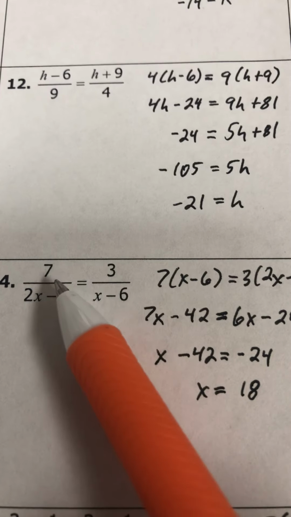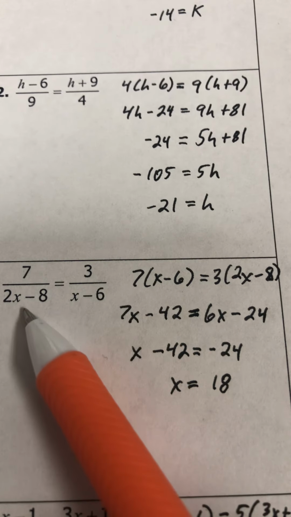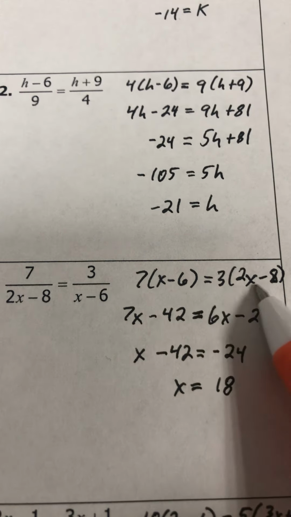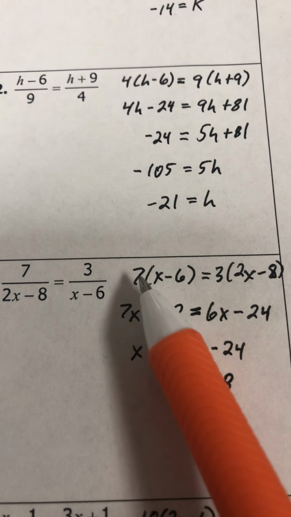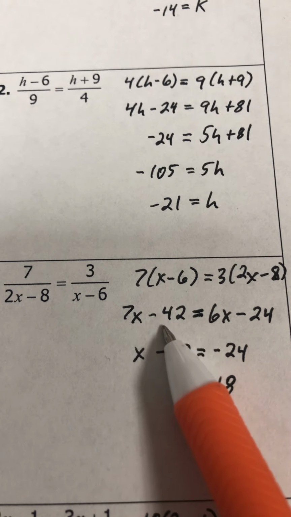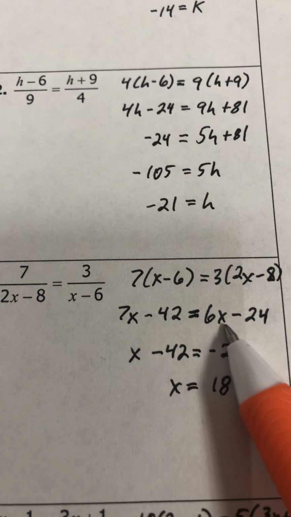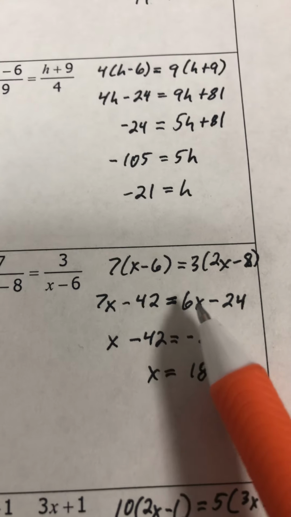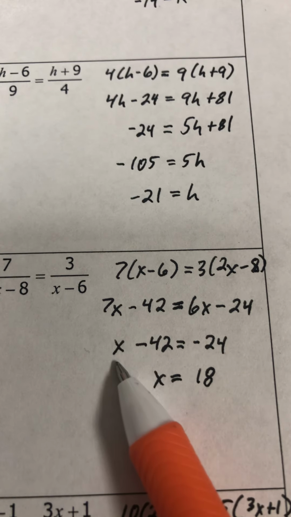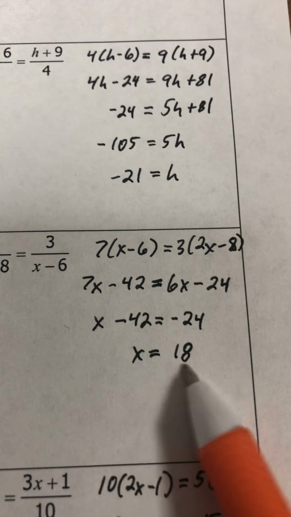Almost there. 7 times x minus 6 looks like this. 3 times 2x minus 8 looks like this. 7 times x is 7x. 7 times a negative 6 is a negative 42. 3 times 2 is 6. 3 times a negative 8 looks like this. I subtract 6x from both sides. I add 42 to both sides. End up with x equals 18.